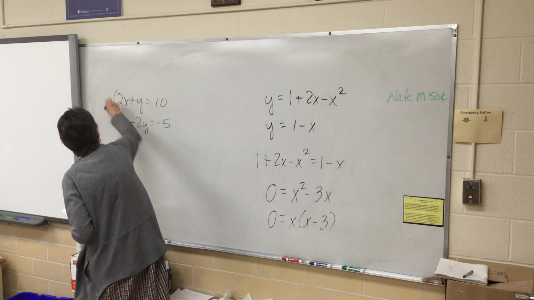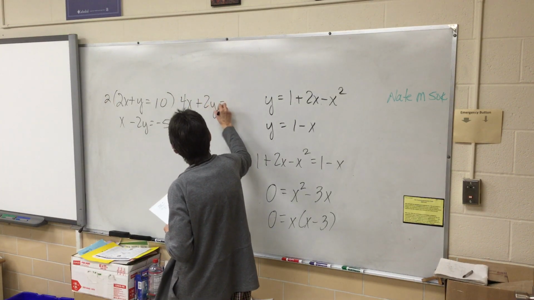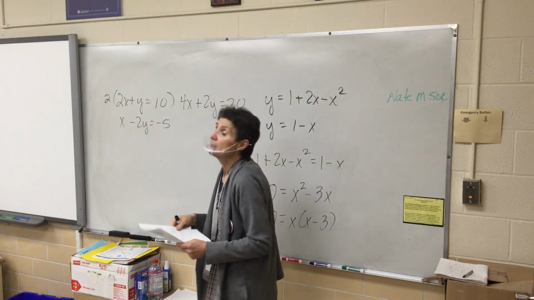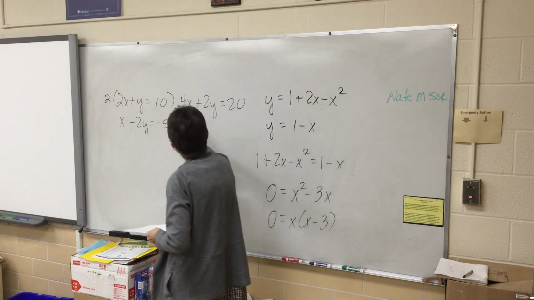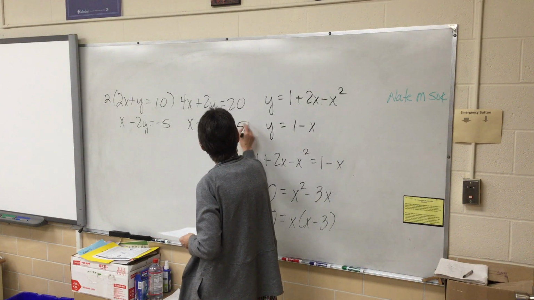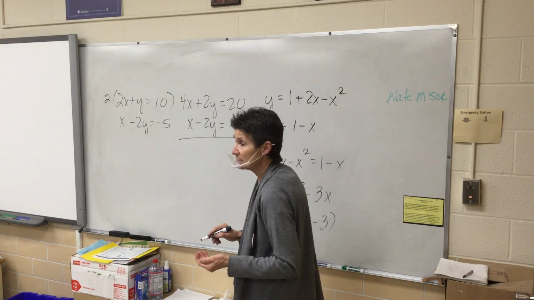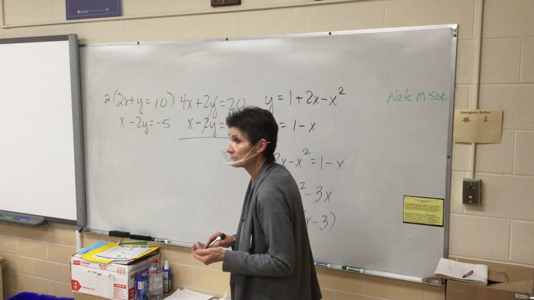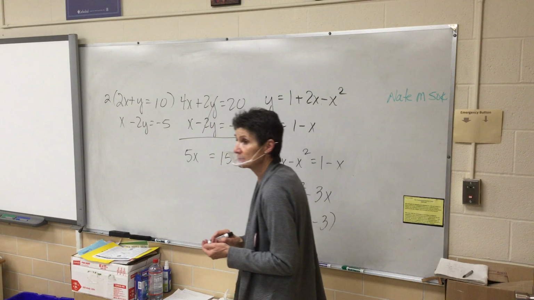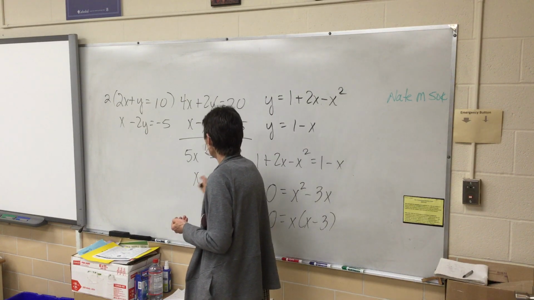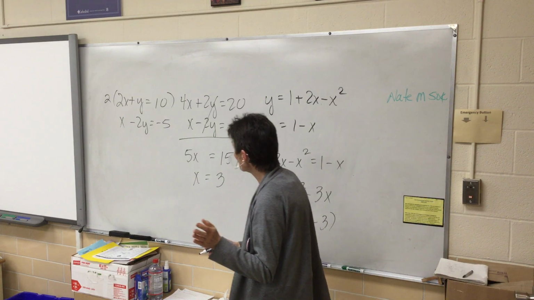Top by 2? If you do the top by 2, you have this equation. Remember, all the way across gets times by 2. And then on the bottom, you have this. Now, when we add, these are going to cancel. So we get 5x equal to 15. And x equals 3.